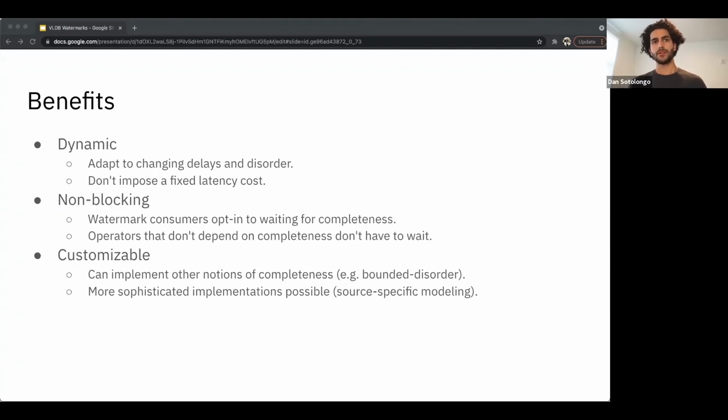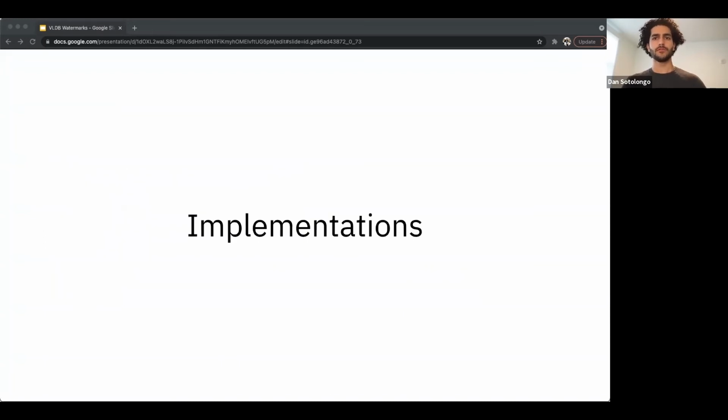Secondly, they're non-blocking. Operators opt in to waiting for completeness, while operators that don't need it don't have to wait. Third, they're customizable. Different implementations can trade between simplicity and accuracy according to the use case without affecting the logic of the processing system. So watermarks abstract over many possible notions of completeness. These benefits make them a powerful tool for implementers of stream processing systems. So now I'm going to hand it off to Fabian to talk about the implementations.